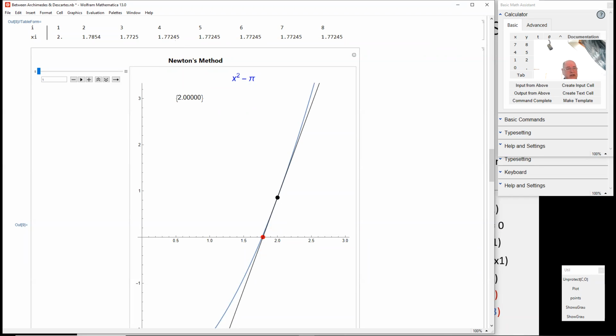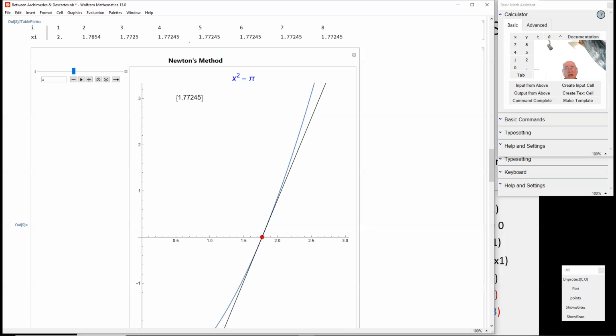Very much converging to 1.77245. You start with the number 2. The next point we'll get is this point here, which is 1.7854. There's 1.7854. We go ahead and do the method again, and notice that mathematically we're on top of ourselves. I would have to really expand this thing to see the difference. The number here that Newton gives us is 1.77245.